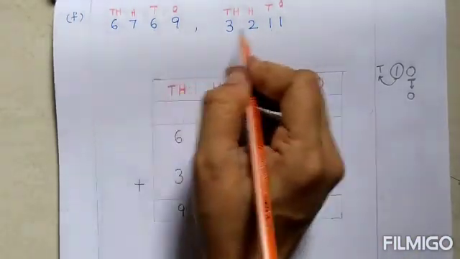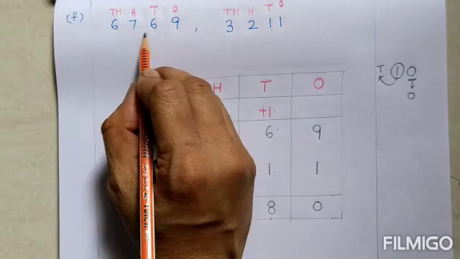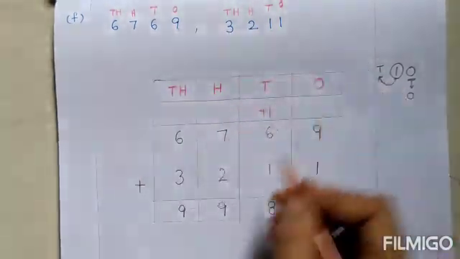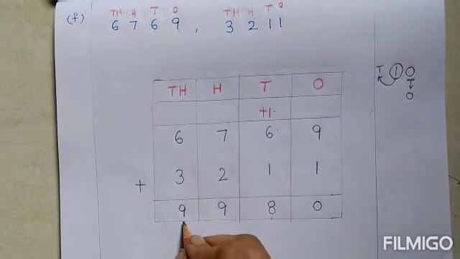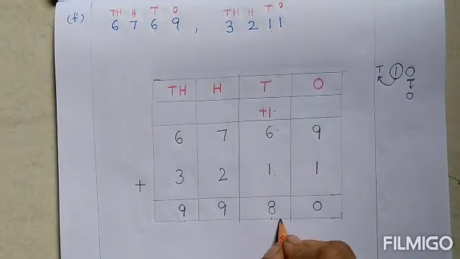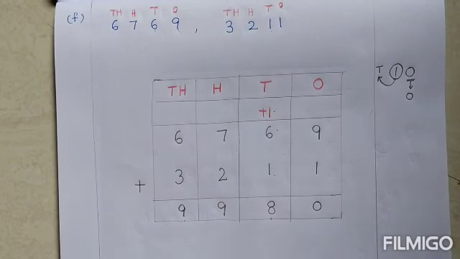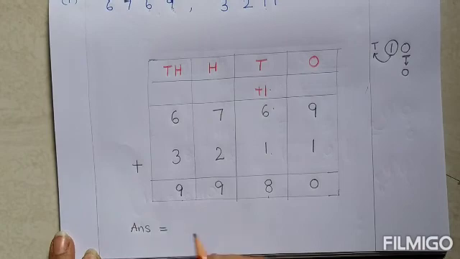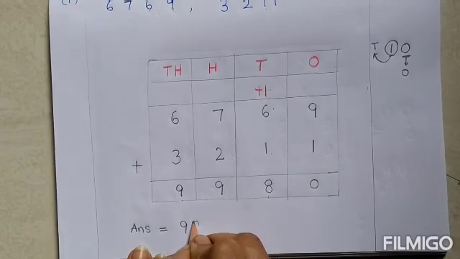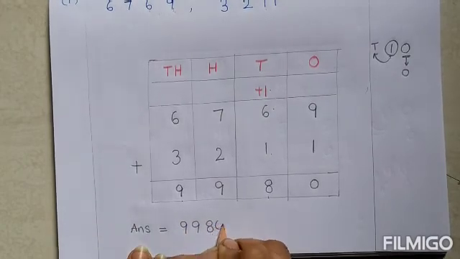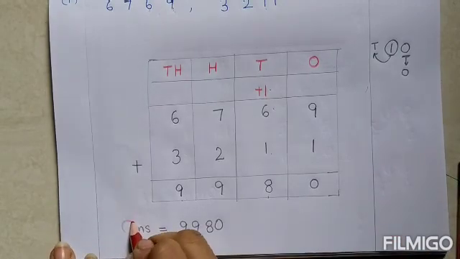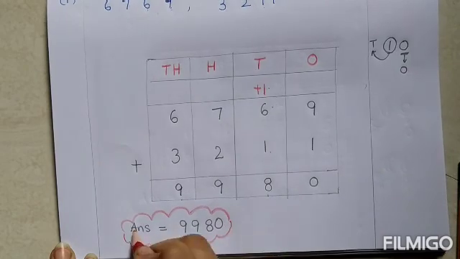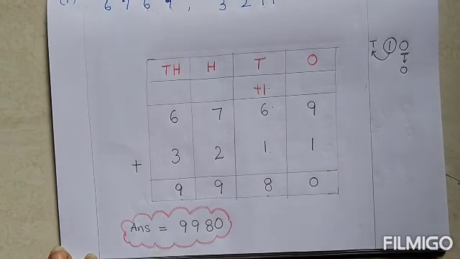So here after adding these two numbers, 6769 and 3211, what is your sum? 9980. So finally we will write here, the answer is equal to 9980, and you should make a cloud with your red pencil. Thank you.